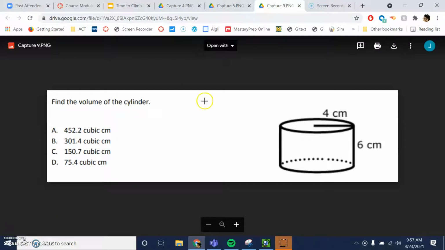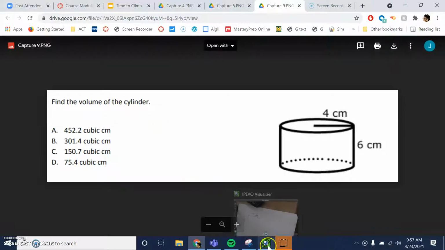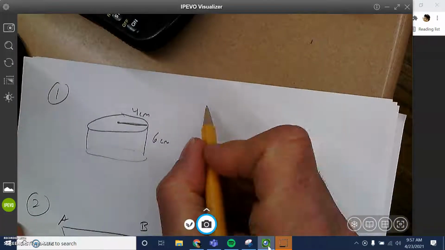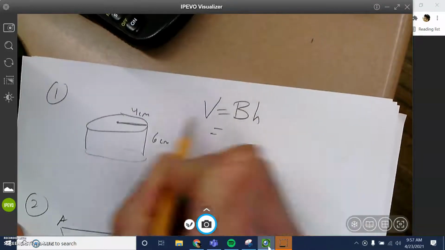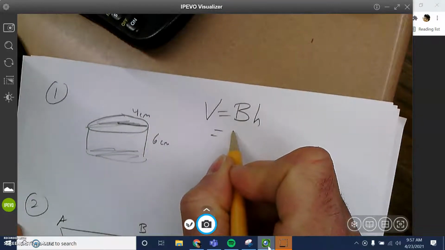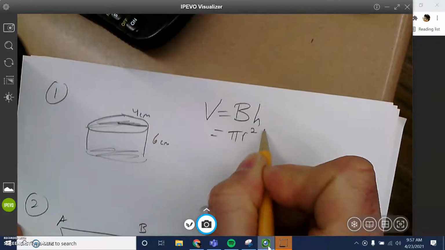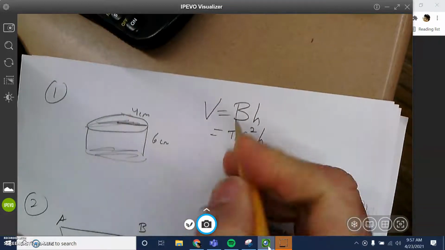Okay, number one, find the volume of a cylinder. What is this? Ready, set, go. All right, let's see what we got. So the volume of a cylinder is area of the base times the height. The base would be the top or the bottom, and that obviously is a circle. What's the area of a circle? Pi r squared times the height. Okay, what's the radius? Boom, it says 4.